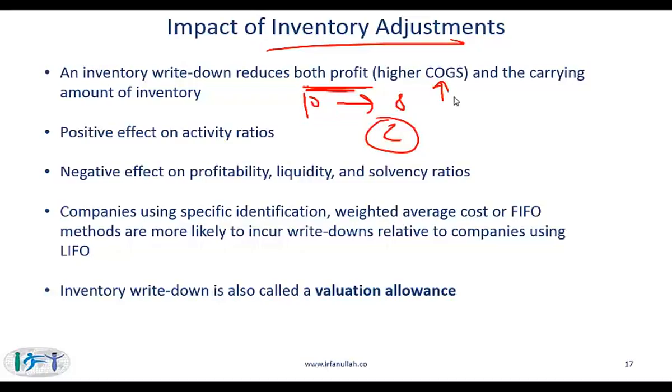Also, the inventory write down reduces the carrying amount of inventory. So in the example we just saw, 10 is written down to 8. This is the value of inventory.